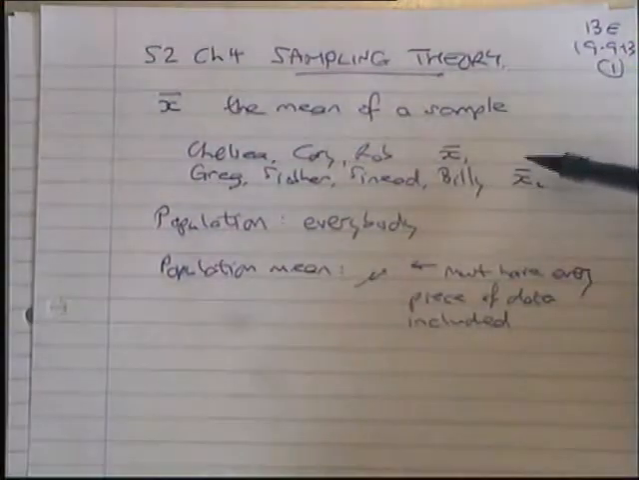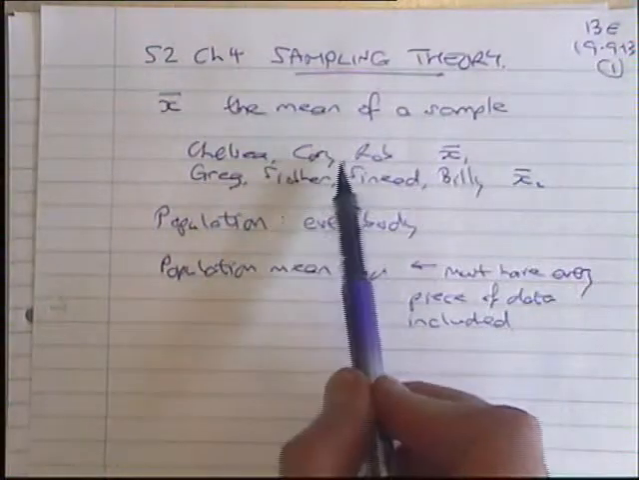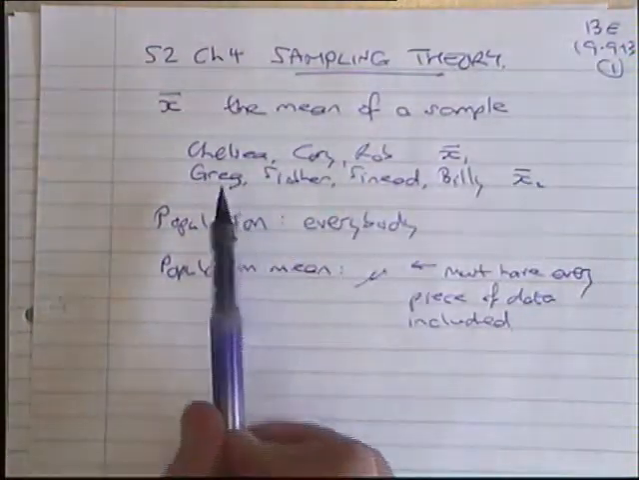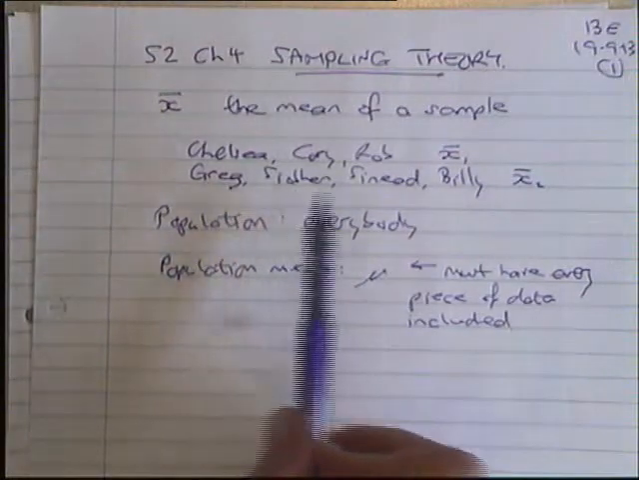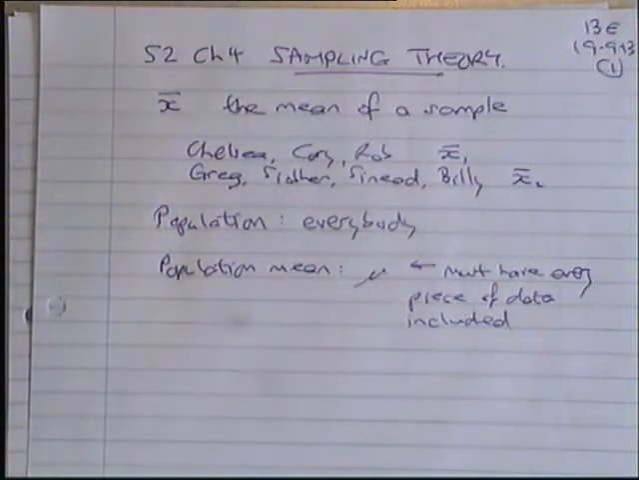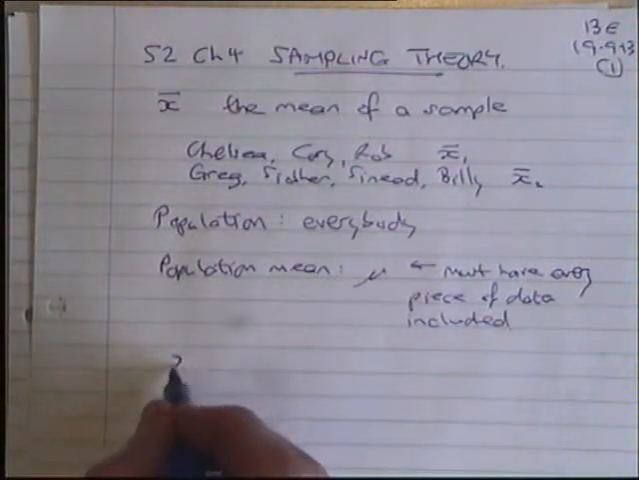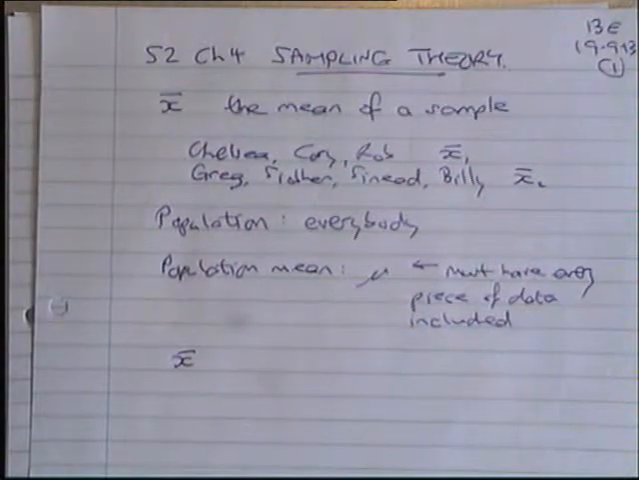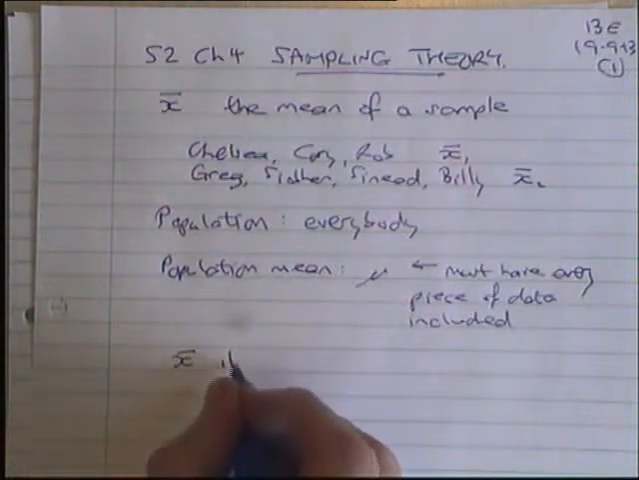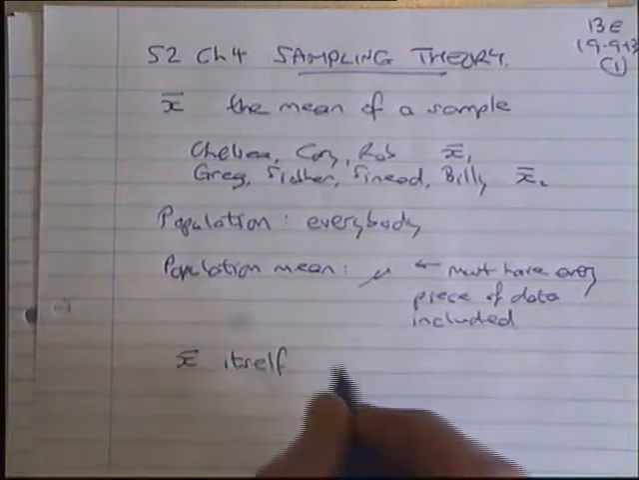But going back up here, we said that the mean from Chelsea, Corey and Rob, and the mean from Greg, Siobhan, Sinead and Billy, those means might be different. So x bar, the sample mean, won't always have the same value, even if it's based on the same population. So x bar itself is actually a random variable.